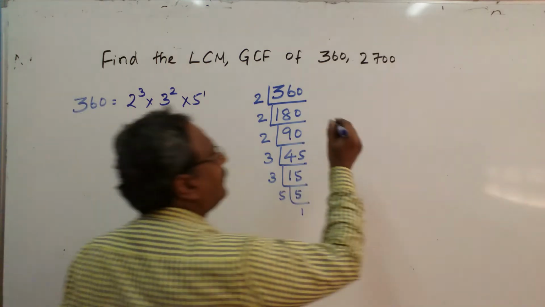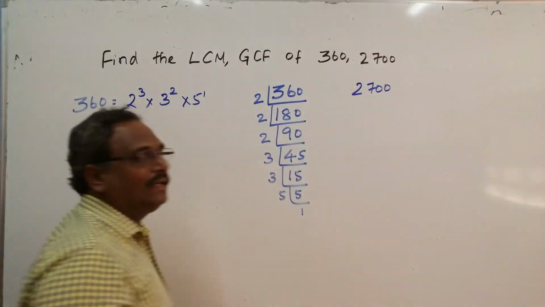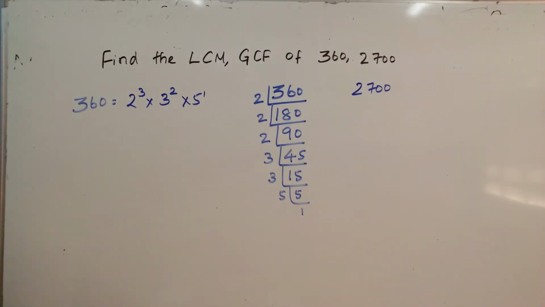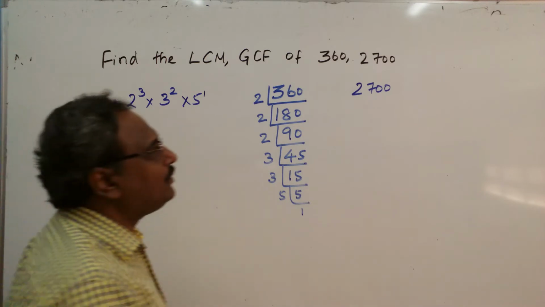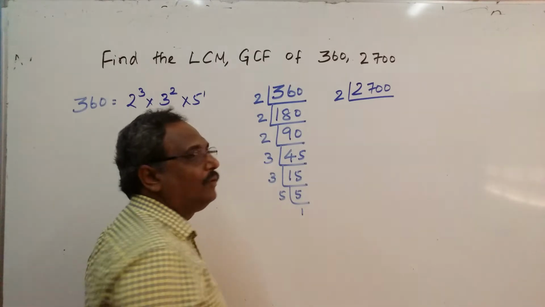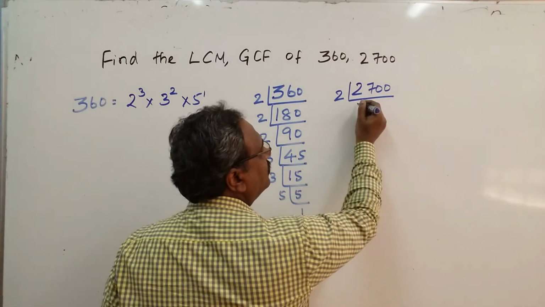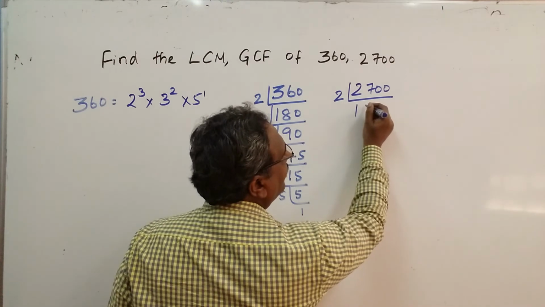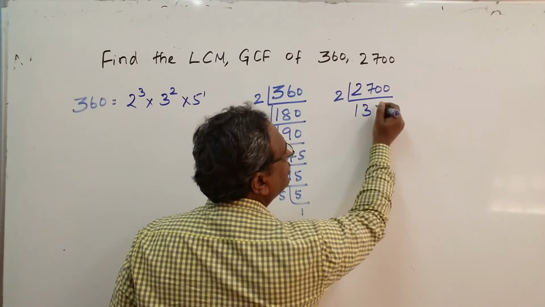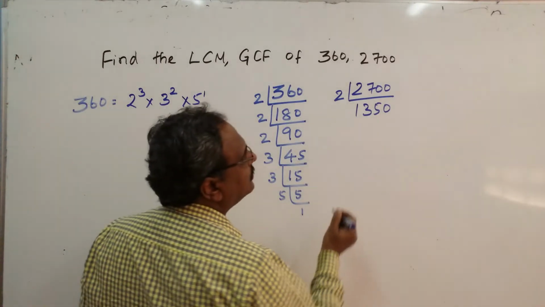In the same way, I am going to take the next number. What is the next number? 2700. I am going to divide by 2. When we divide 2700 by 2, this is 1350.